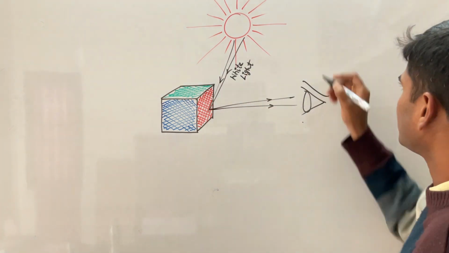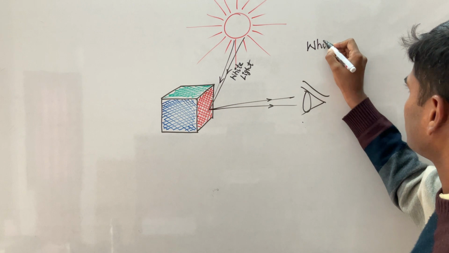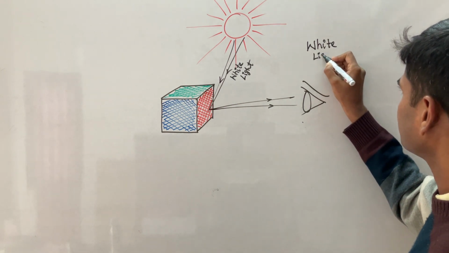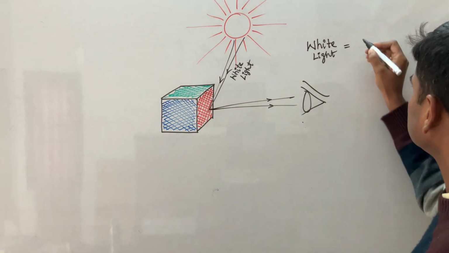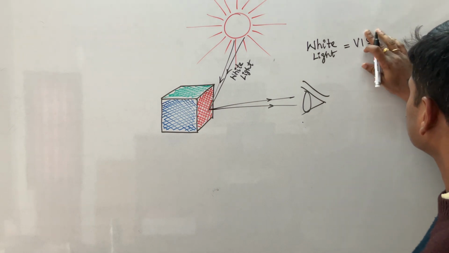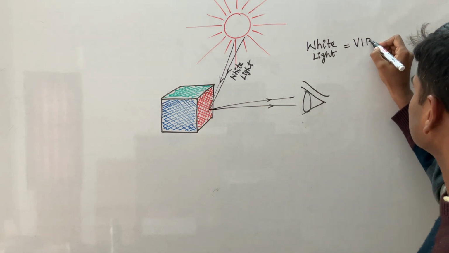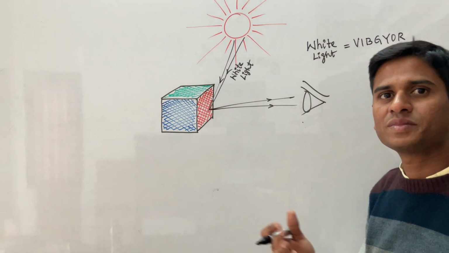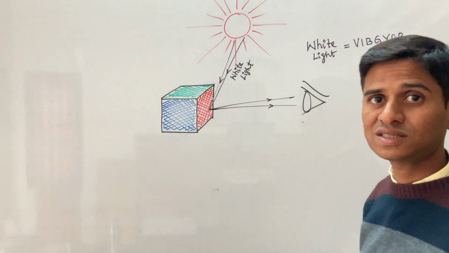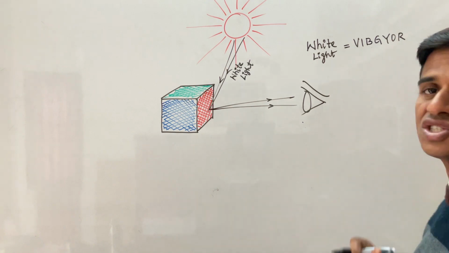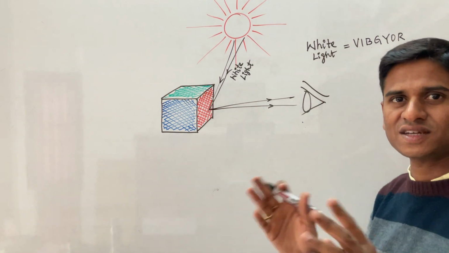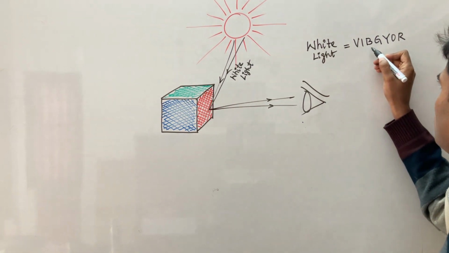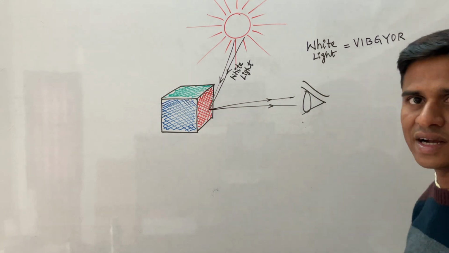Now, what is white light? What is the speciality of white light? White light consists of all colors. We know Vibgyor. Of course, there are infinite numbers of unique colors. However, there are basically 7 shades, majorly 7 shades: violet, indigo, blue, green, yellow, orange, and red.